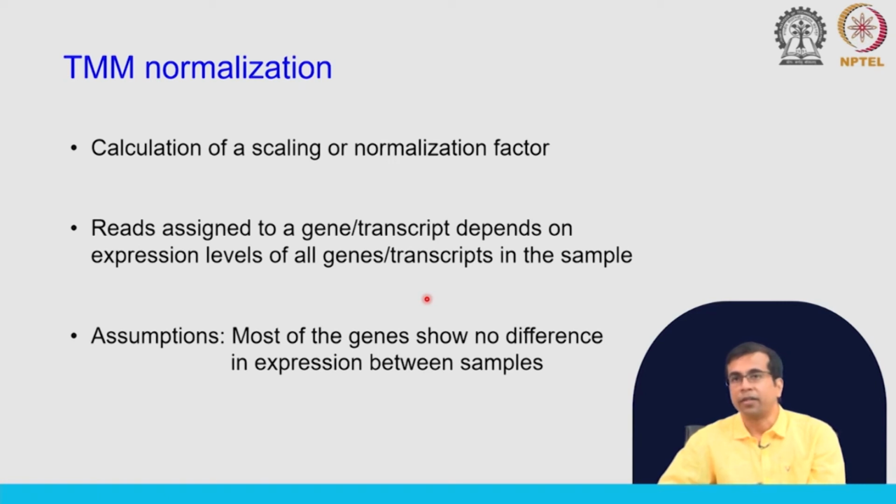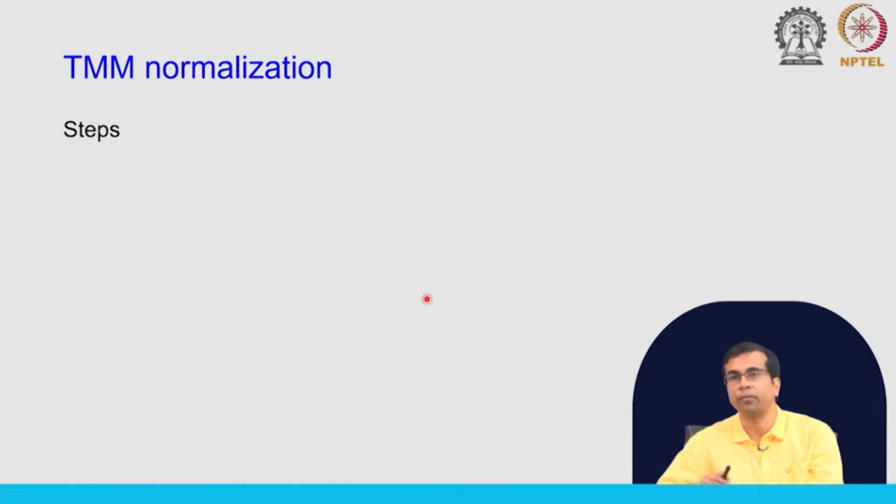And one of the assumptions this method makes is that there is no difference in expression of most of the genes between samples, right. So, if you take, let us say, 1000 genes, probably 80% or 70% do not show any difference in expression, okay. So, this is an assumption in this method, and maybe 20-30% show a difference in expression between samples, okay. Based on the assumption, this method calculates a scaling or normalization factor. Okay, so, let us see the steps, right, how it works.